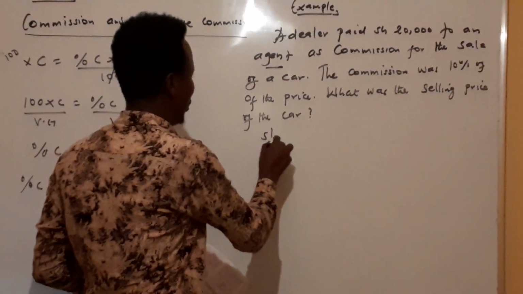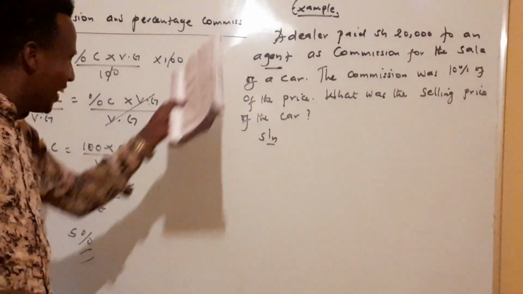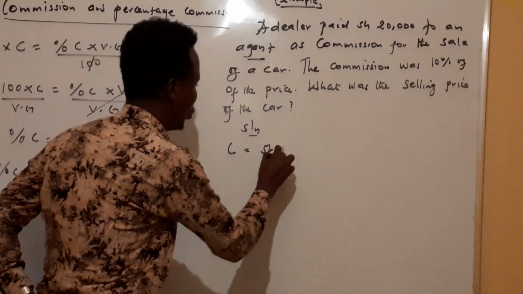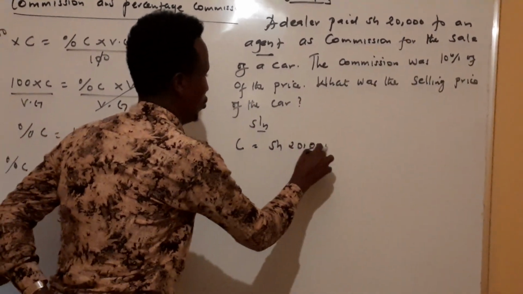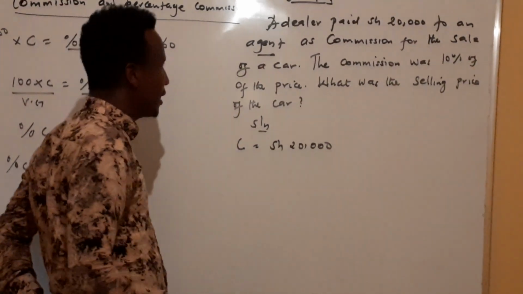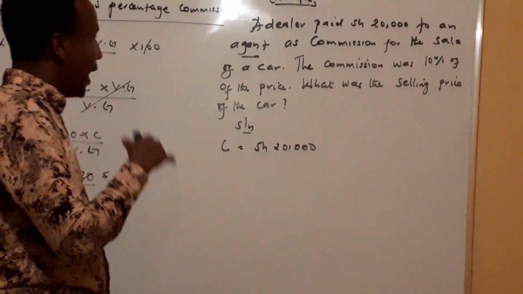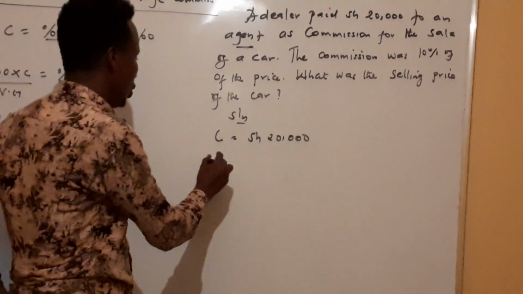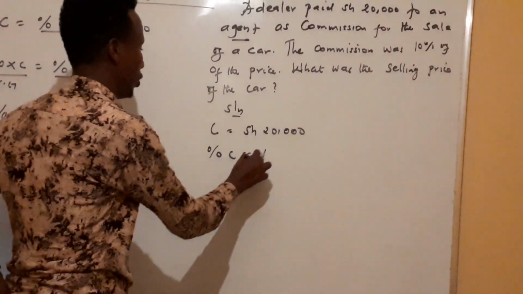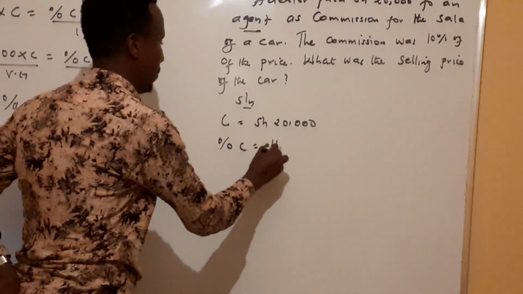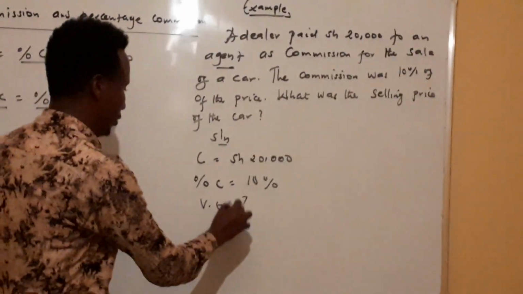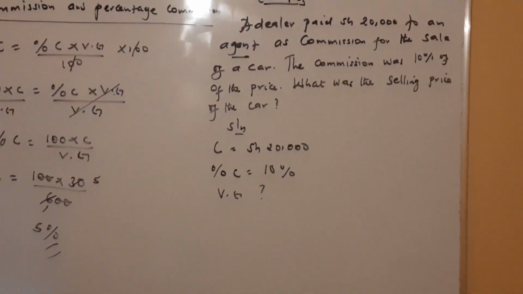Then the solution part is very easy. Write the information given. Our commission is 20,000. What else? Read the question. You are told, as a commission for a sale of car, the commission was 10% of the price. So this is the percentage commission, 10%. So we are missing VG. VG is the value of goods.